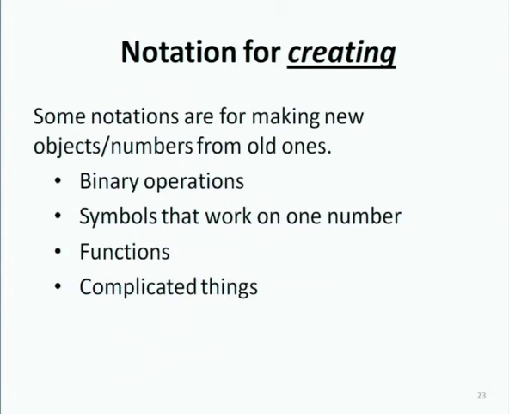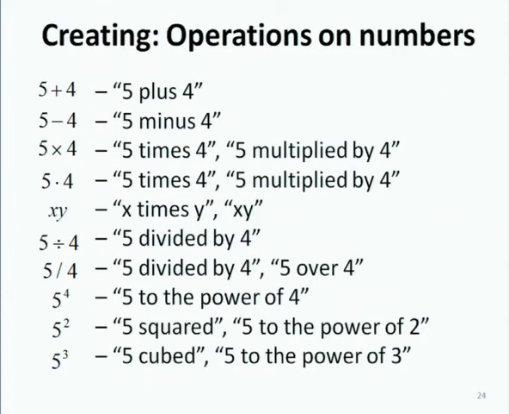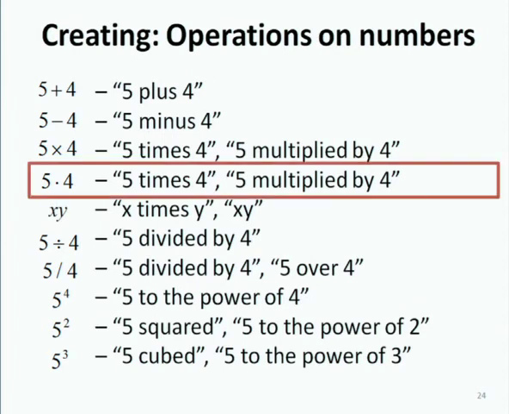Now, combining things for making names and things for making statements, sometimes you can have notation that creates new objects from old objects. So we have binary operations, which I'll get to, symbols that work on a number, functions, and other complicated stuff. So, operations on numbers. Hopefully you know what these are. Plus and minus and times are fairly self-explanatory.